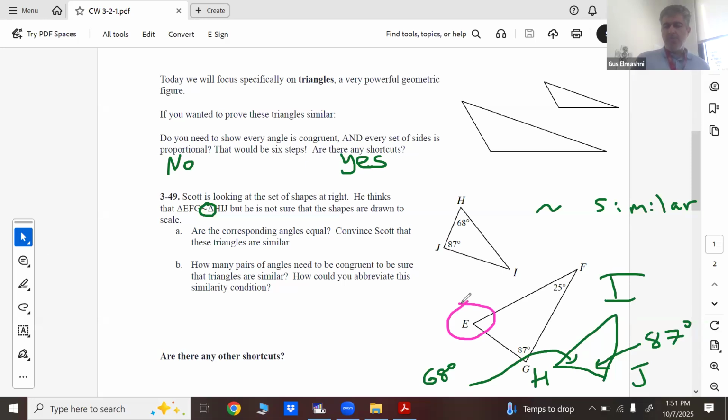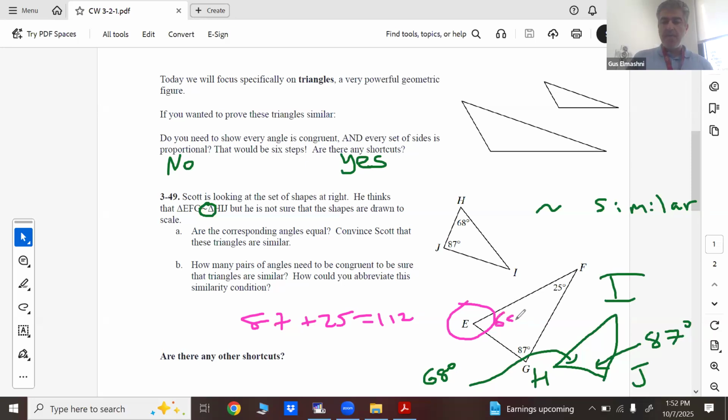So right now, if you look at the first triangle, the EFH, or sorry, EFG, you have 87 and 25. What does that add up to? 87 plus 25? Let's say 87 plus 20. 112, good. Not quite, you're almost there. 112. So how much is left over for E? 68. Good. And guess what? I do see a 68 there, next to angle H. Correct, right.